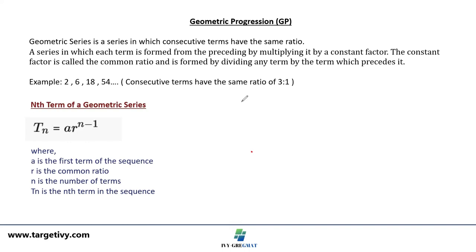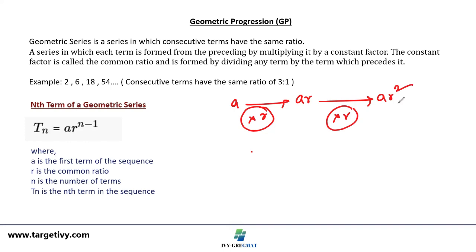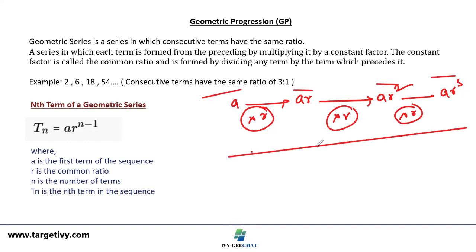So let's take a situation where A is the first term. We multiply R with this. It becomes AR. We again multiply another R with this. It becomes AR square. We multiply another R with it. It leads to AR cube. Now, this is the first term. This is the second term. This is the third term. This is the fourth term. They are in GP.